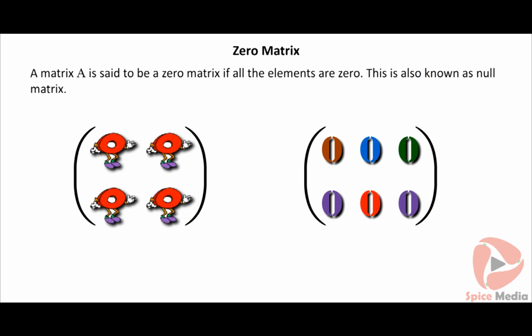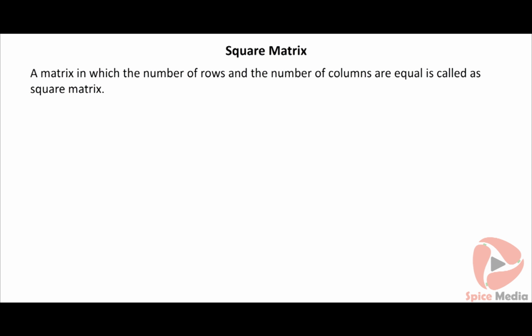Zero matrix. A matrix A is said to be a zero matrix if all the elements are zero. This is also known as a null matrix. The first is a zero matrix of order 2 by 2 and the second one is of order 2 by 3. Thus, we have zero matrices of any order.